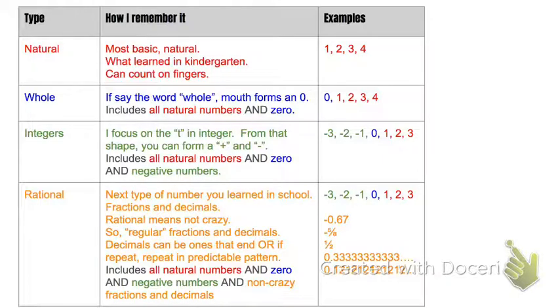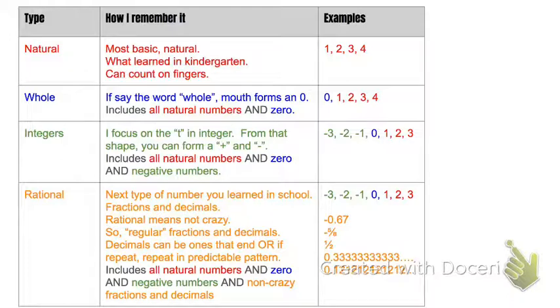It includes decimals that either end, like -0.67, or it could include repeating decimals, where it repeats in a pattern, like 0.33333333 or 0.12121212. You know what the next number is going to be.